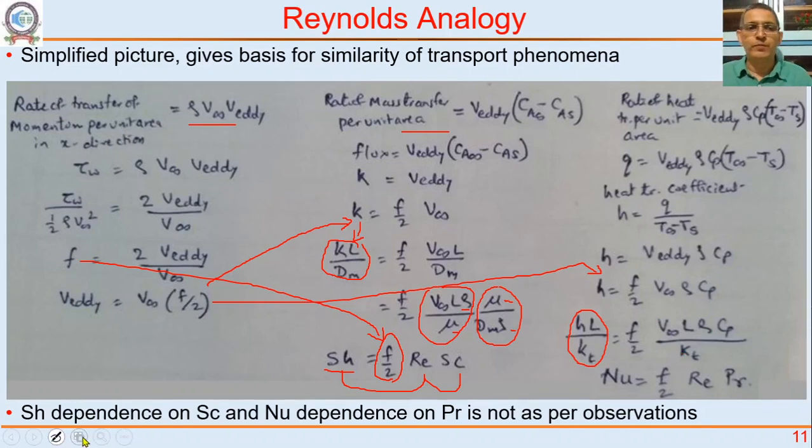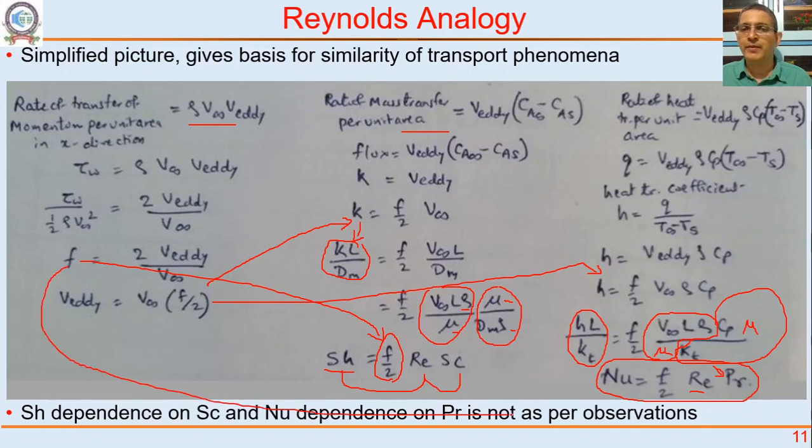multiply and divide by mu. So V infinity rho L by mu, that's our Reynolds number. Cp mu by K, that's our Prandtl number. Nusselt number, the dimensionless heat transfer coefficient, is related to Reynolds number and Prandtl number. Analogy: momentum transfer allows you to calculate the heat transfer coefficient, Nusselt number.